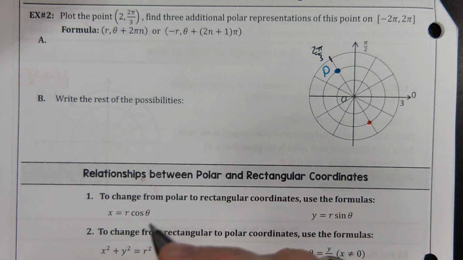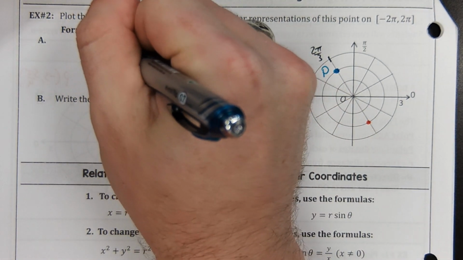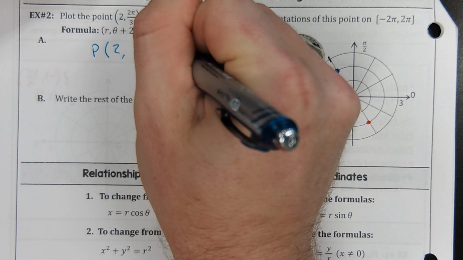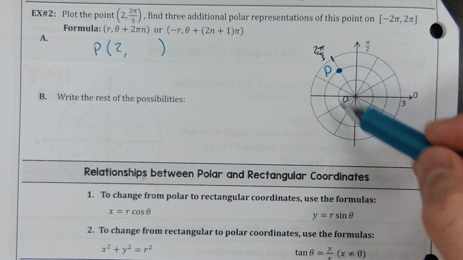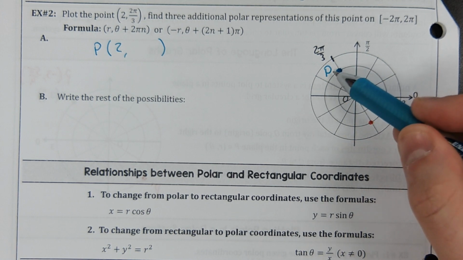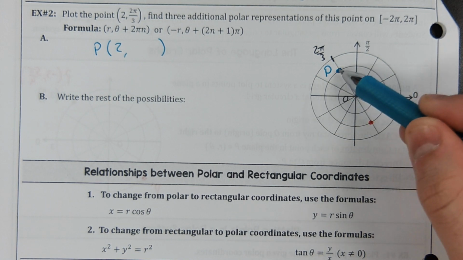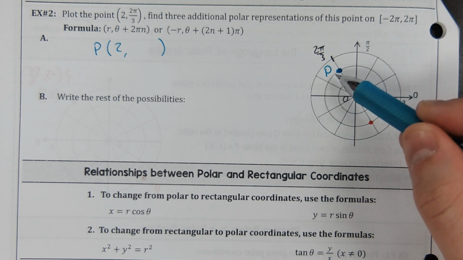Let us get the positive radius, negative theta. So how far would I have to go in negative angles? How far is that? Yeah, it's negative 4 pi over 3.